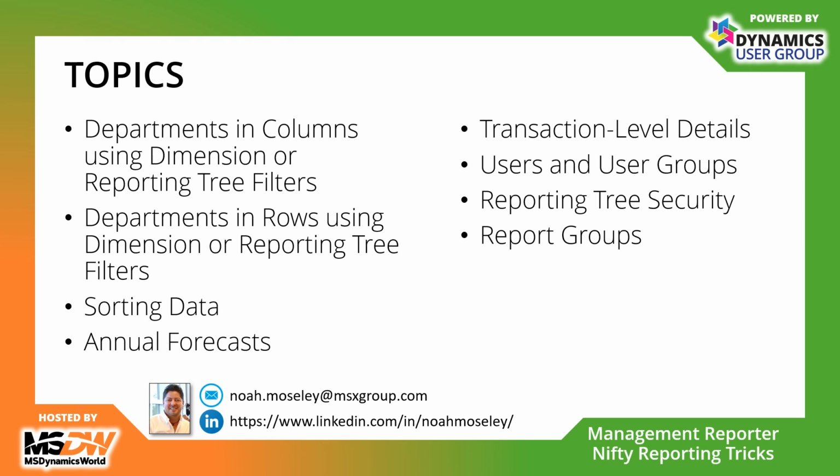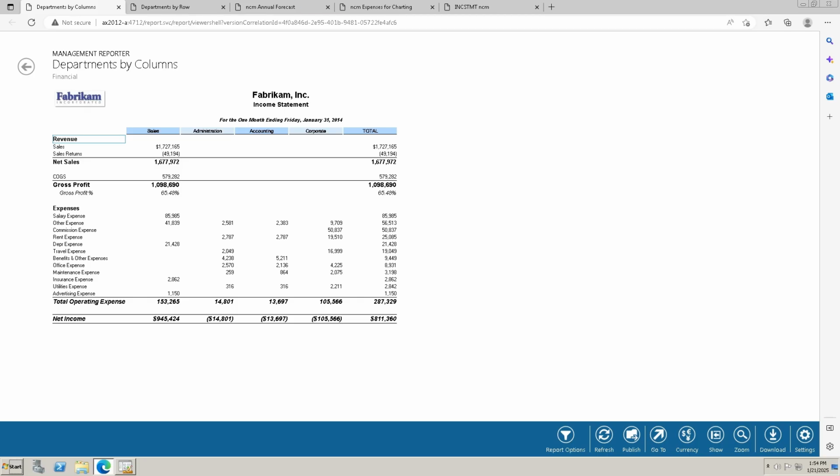We'll look at building an annual forecast report, easy to pull actuals and budget balances together into a single report, including transaction level details in your reporting. And we'll also look at security for users and user groups, and then using those settings in reporting tree security in the report groups where you can run a lot of reports at one time. All right, let me jump over to our management reporter image.